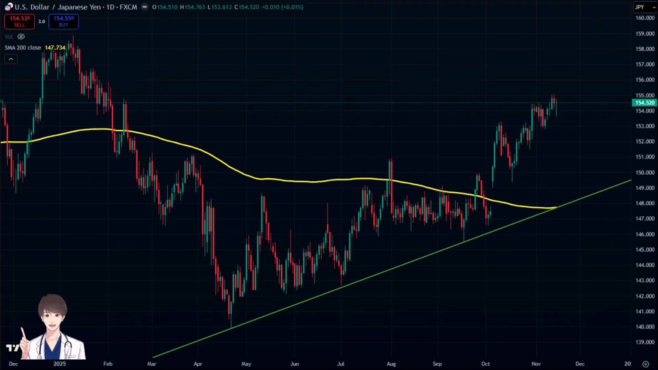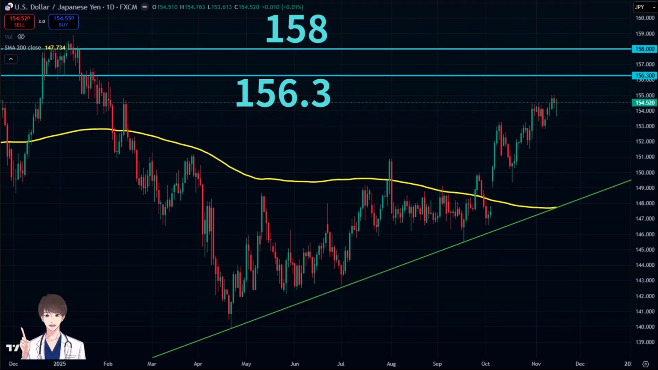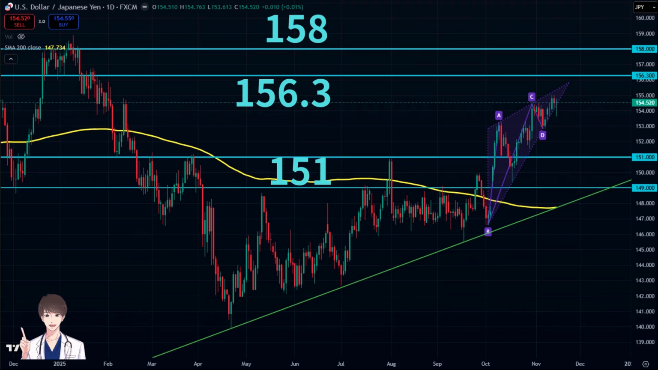If this upward move continues, key resistance levels to watch are 156.3 and 158. However, the rally from early October has formed a wedge-like structure, suggesting that a short-term pullback is still reasonably possible. In that case, the 151 and 149 levels become notable downside targets.